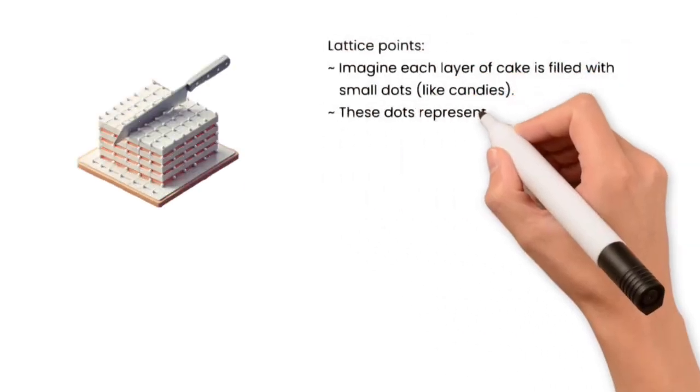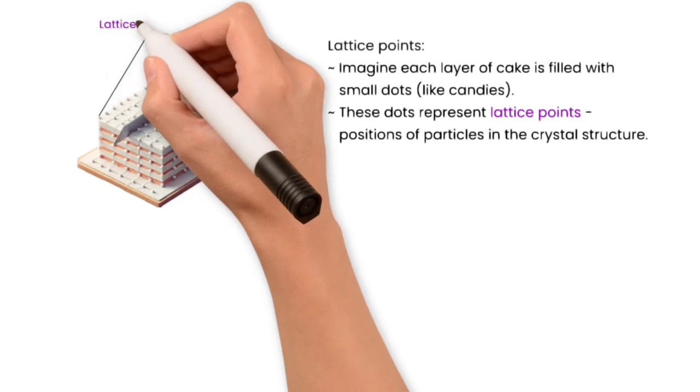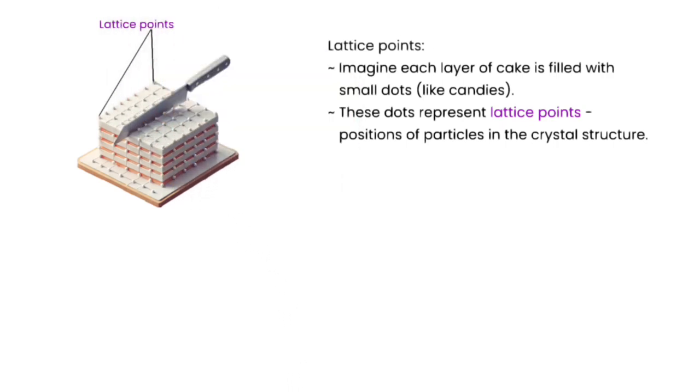So, imagine we have a layer cake, and on each layer, we have small dots like candies sitting at the edges. These dots represent lattice points, the positions of particles in the crystal structure.